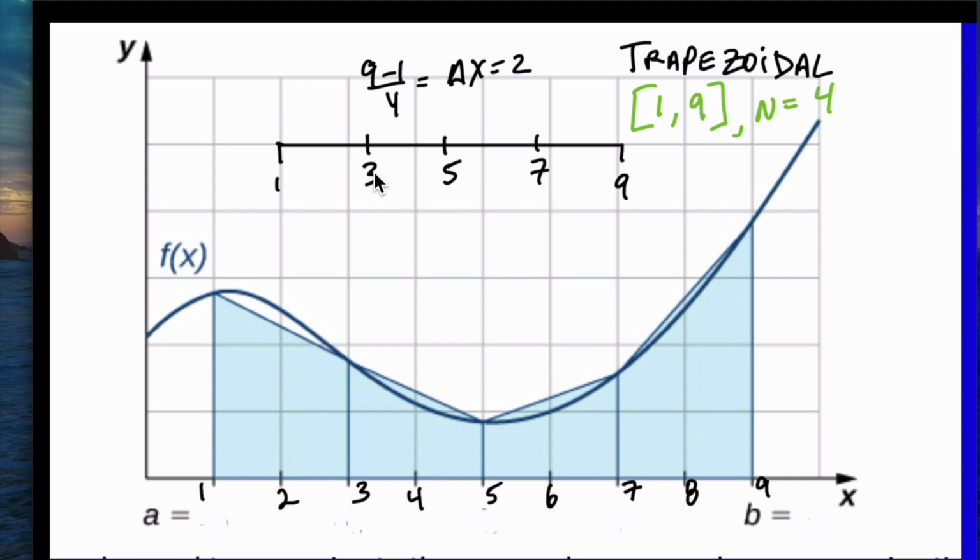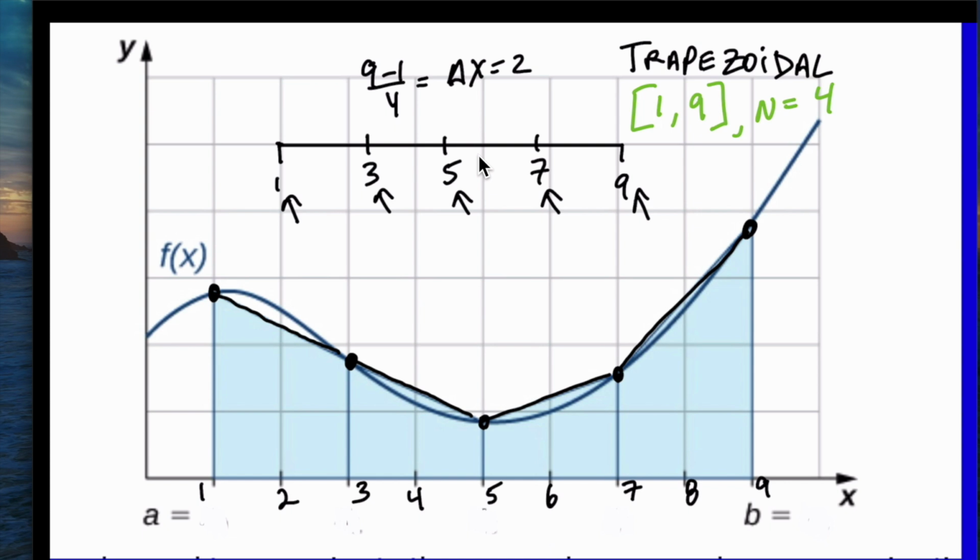Okay, now what's different about the trapezoidal formula is all of these are going to be featured on the graph. All of these are going to have an f of. So here we go. We have f of 1, f of 3, f of 5, f of 7, and f of 9. And then we're just going to connect them with a line, like so. And that's how you draw the trapezoidal rectangles.